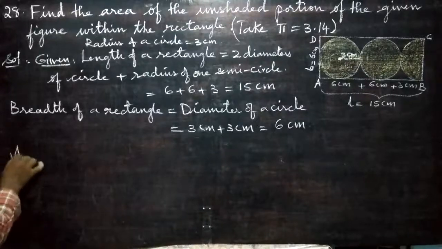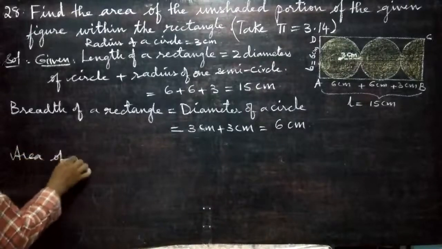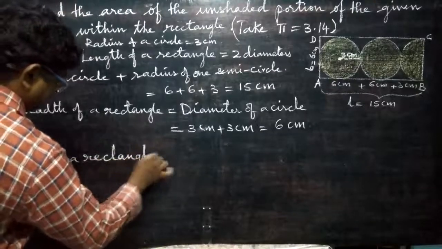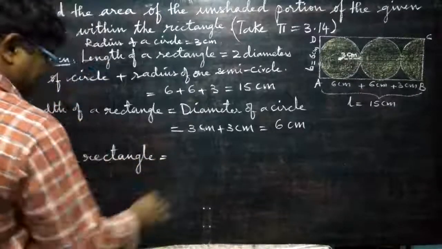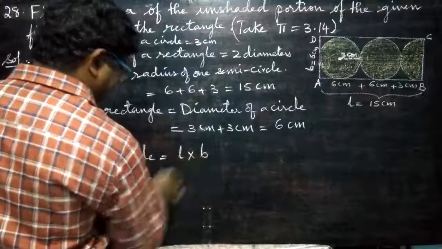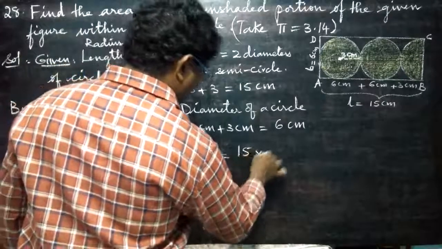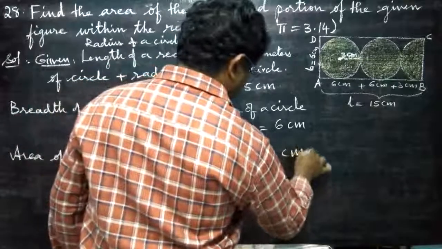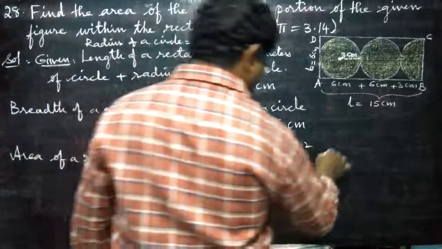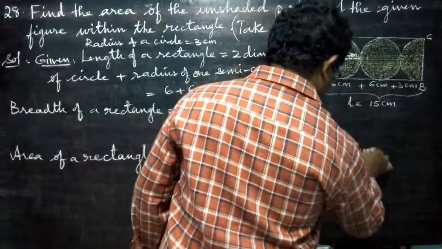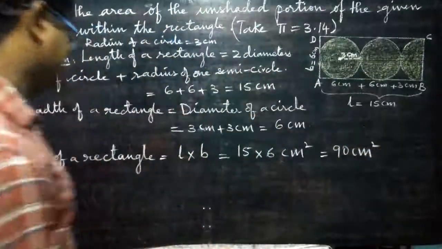Now find area. Area of a rectangle is equal to length into breadth. That is equal to 15 into 6 centimeters square. How much? 90 centimeters square. 15 6s are 90.